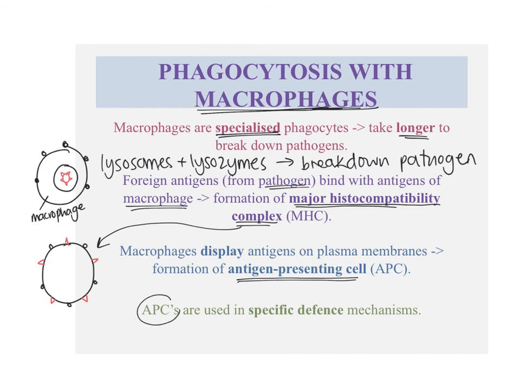But those antigen presenting cells are then used in specific defences. Okay, so when we go into the next lesson, we start talking about B cells and T cells. That's what we're talking about. We're taking those antigen presenting cells and we're using them to trigger a really good specific immune response.